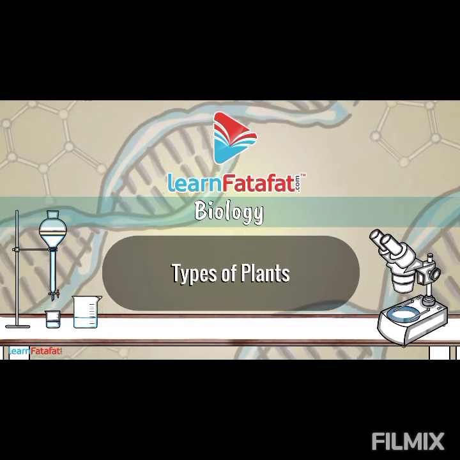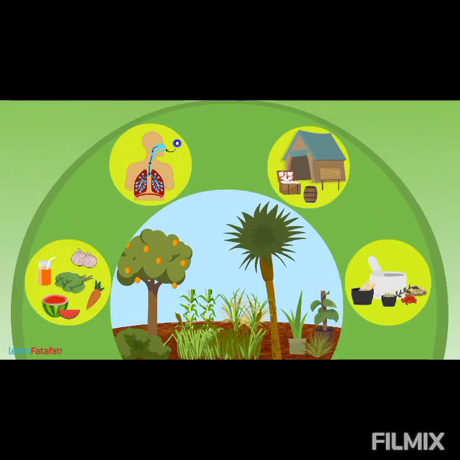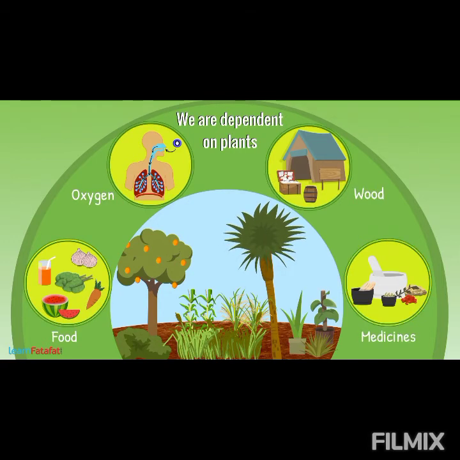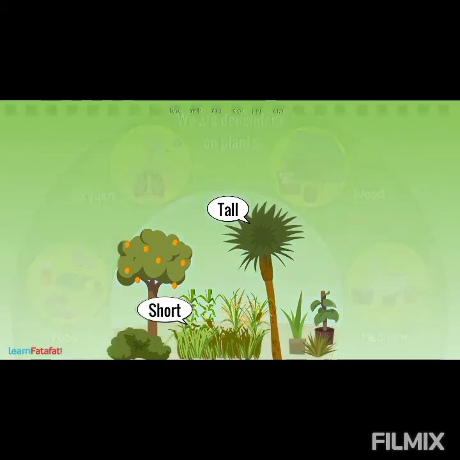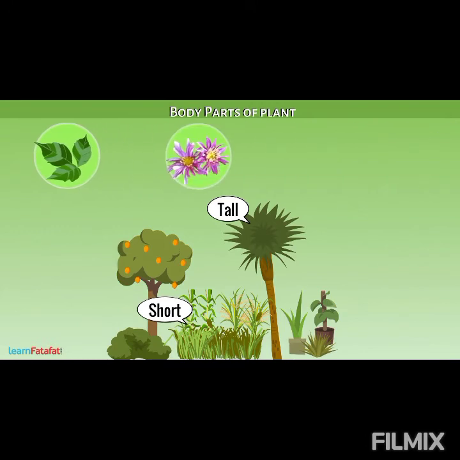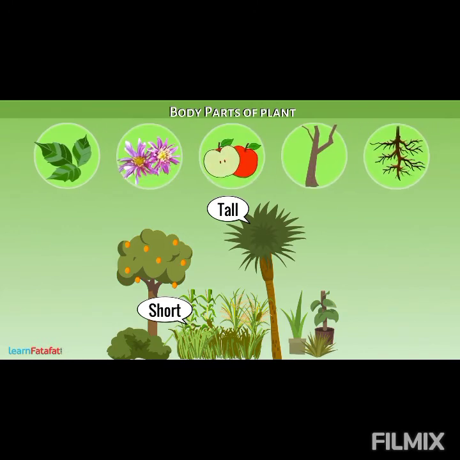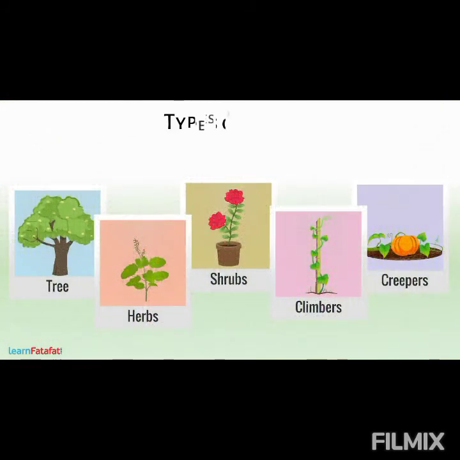Types of plants. The role of plants is very important in our lives. We are dependent on plants for our food, oxygen, wood, medicines, etc. We see different plants around us. Some are tall, some are short. Their body parts such as leaves, flowers, fruits, stem, and roots are also different. To understand all these plants, we have classified them into different categories. These are trees, herbs, shrubs, climbers, creepers, etc.